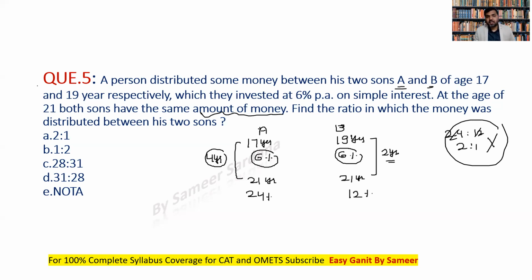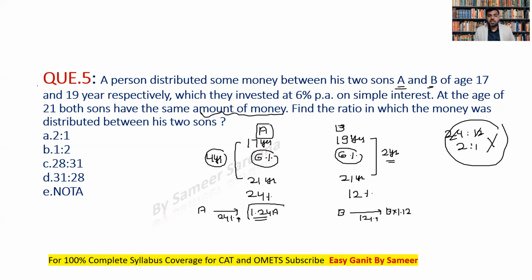So let's say that A is investing A rupees and 24% is the interest. So the amount at the end of the 4 years will be 1.24 times of A. It will get increased by 24%. So it will be 1.24 times of A. Similarly, for B, it will get increased by 12%, so it will become 1.12 times of itself, right?